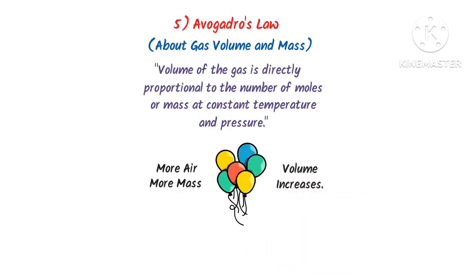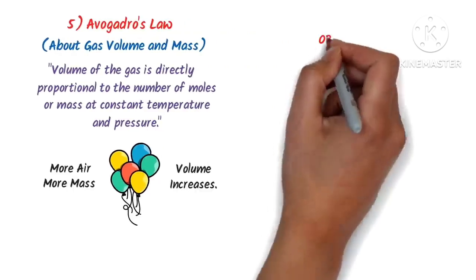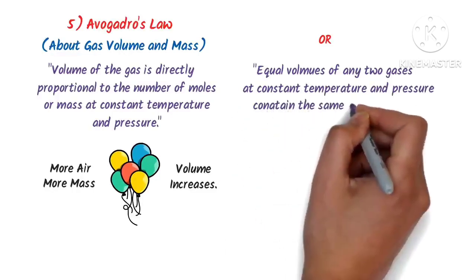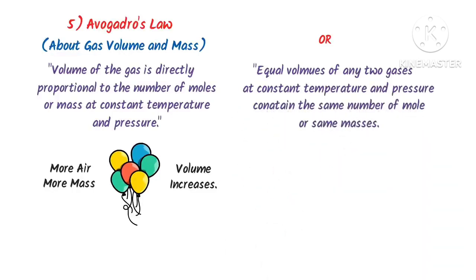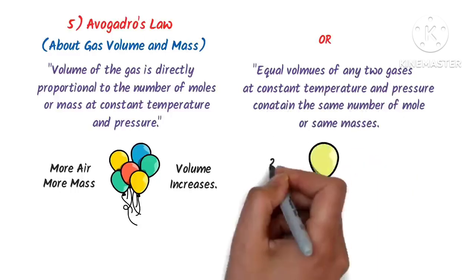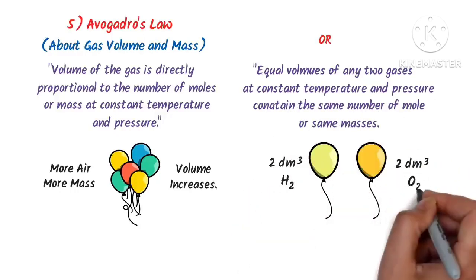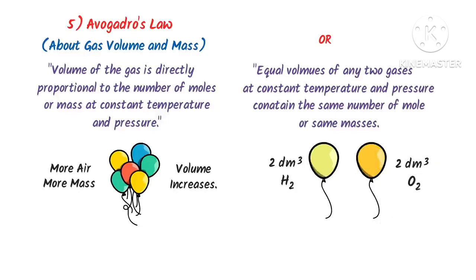Remember that we can also write Avogadro's Law as: equal volumes of any two gases at constant temperature and pressure contain the same number of moles or same masses. For example, consider 2 cubic units of hydrogen gas and 2 cubic units of oxygen gas. Let them both be present at constant temperature and pressure. So we say that they both contain an equal number of molecules. Thus, note down these laws of chemical combinations.